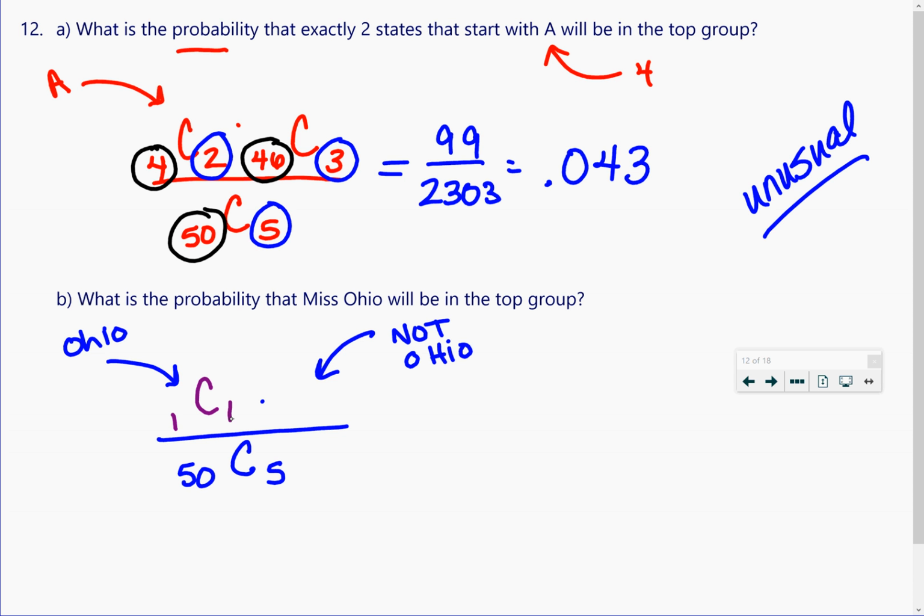Not Ohio. How many ladies are not Ohio? 49. And how many more spots on the top 5 list are there? 4. Okay, again, the numbers on the left should all add up to each other. The numbers on the right should all add up to each other. So type it in. 1 choose 1, 49 choose 4, over 50 choose 5. And the answer is exactly 0.1. Miss Ohio has a 1 in 10 chance of being in the top 5.